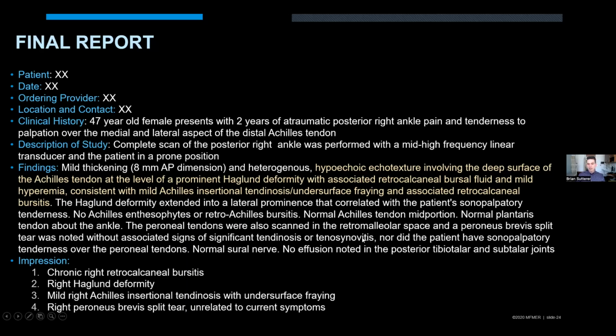We had some mention in here, of course, of the incidental split tear that was noted in the peroneus brevis. And then the remainder of the structures being normal. And then finally, the impression of the report, focusing on what we felt was the most prevalent number one thing, which in this patient's case was the retrocalcaneal bursitis, and then the remainder of our findings.